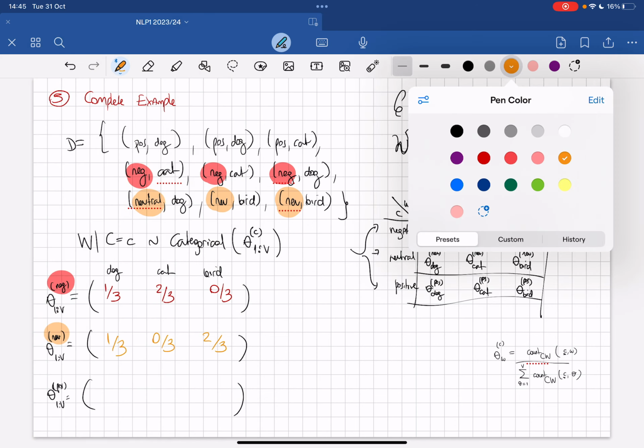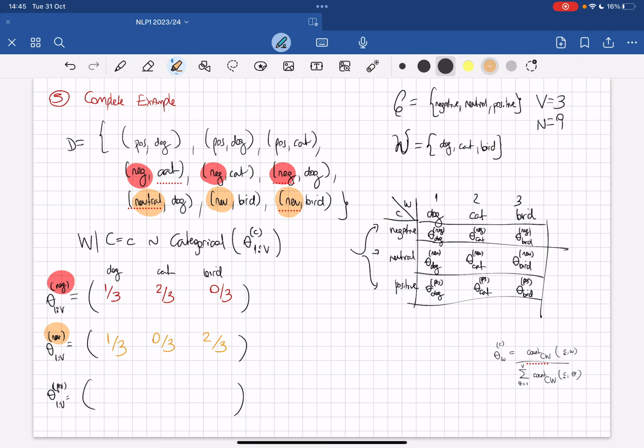And last but not least, let's do the positive stuff. So let me highlight here the positive stuff. And I have 2 dogs out of 3 documents. I have 1 cat out of 3 positive documents, and I have no bird. And it is a coincidence that I have 3 of each. I chose a data set like that. I could have given you a data set with, I don't know, 6 or 7 positive documents and only 3 or 4 negative documents and only 1 or 2 neutral documents. This is it. This is a complete example.